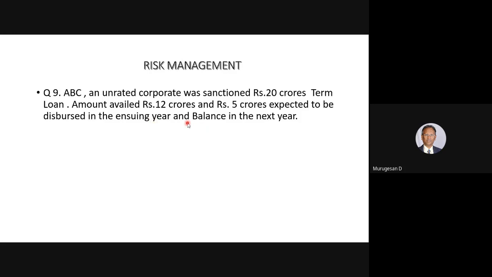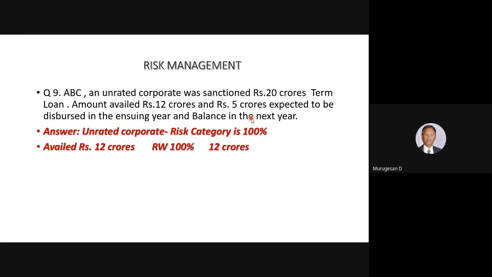Ensuing year also, I think some mistake. Expected to be disbursed during the current year, not the ensuing year. The balance in the ensuing year, I think a small correction. Okay, don't worry. Now you understood: disbursed in the current year and the balance in the ensuing year. Now remember, the 5 crore is already availed. Availed is 12 crore. So on 12 crore, risk weight 100%. Why did I put 100? Unrated corporate. So 12 availed, so no CCF is applicable.